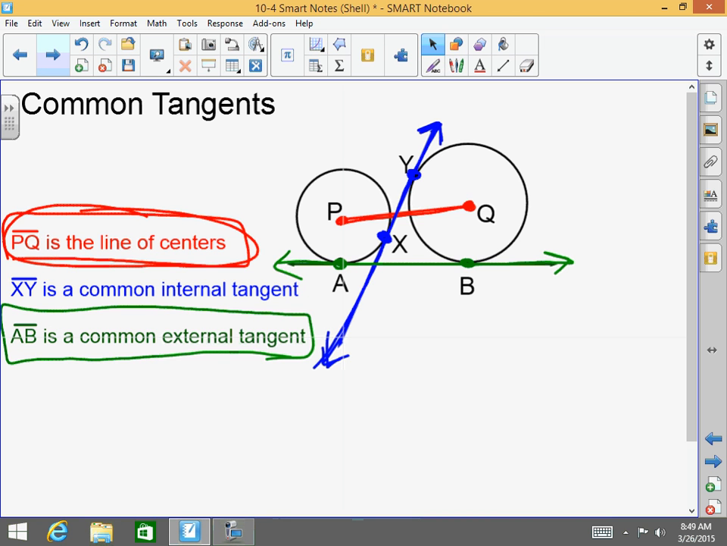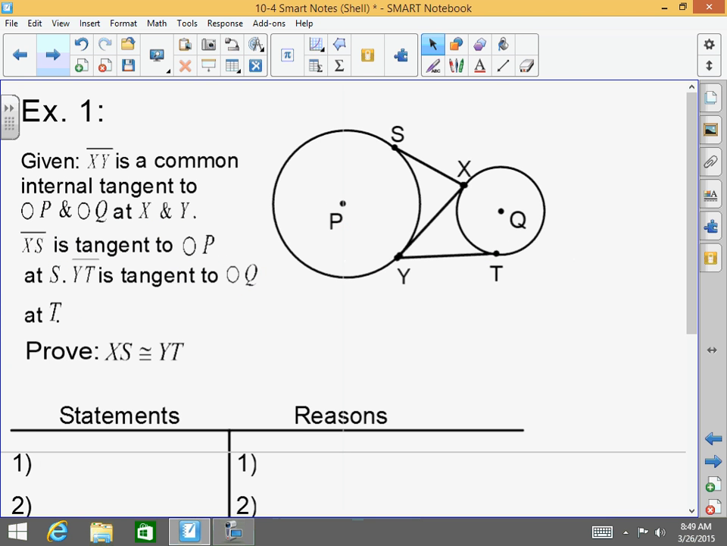This makes sense so far? Okay? So let's get right to it. Given that XY is a common internal tangent, it's internal because it's in between. XY is a common internal tangent to circle P and circle Q. At X and Y, those are the points of tangency, or the points of contact.